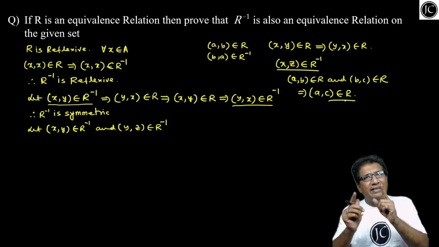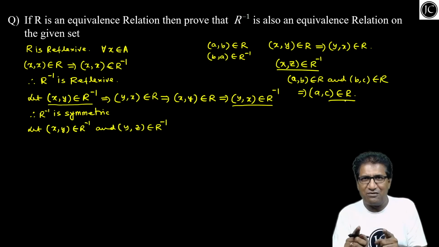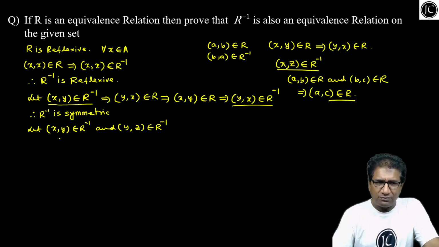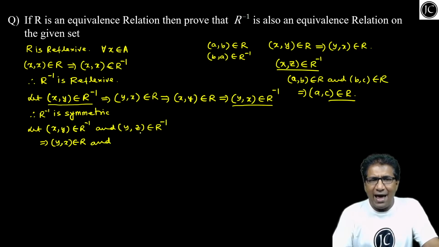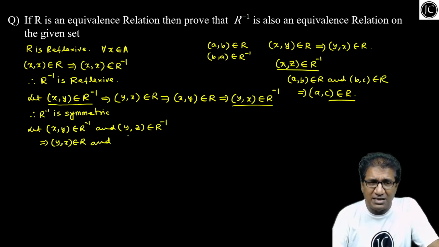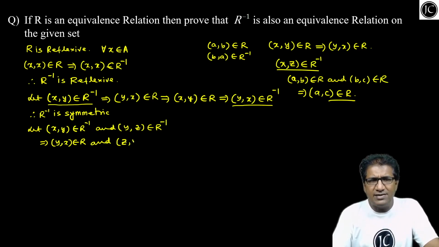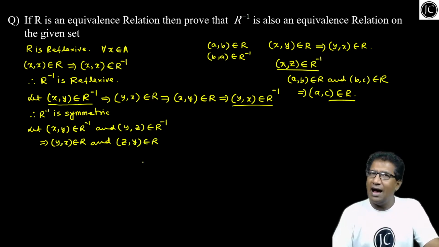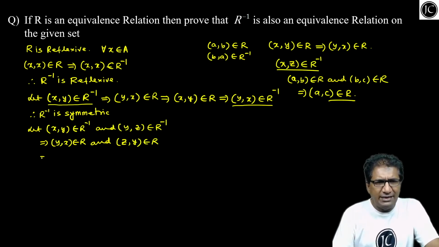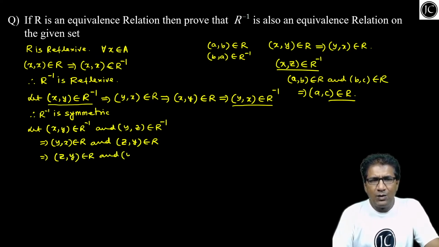Then we call that R is transitive. Clear? So, X comma Y belongs to R means what? I can say Y comma X belongs to R, and as Y comma Z belongs to R inverse, it means Z comma Y belongs to R. So now I can write in this way also: Z comma Y belongs to R and Y comma X belongs to R.